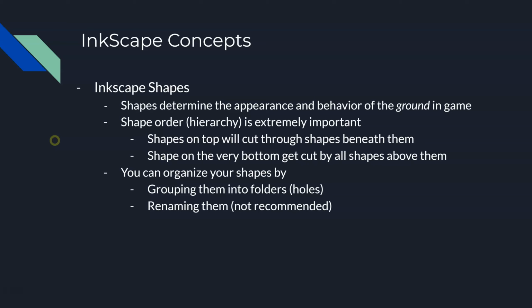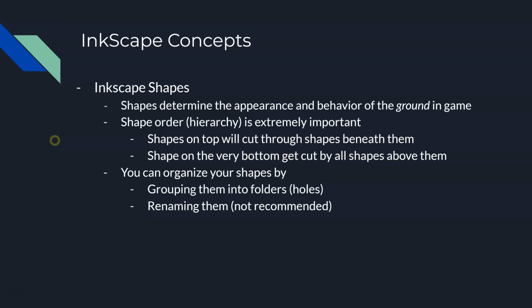Shape order, the hierarchy, is extremely important in Inkscape because shapes that are on the very top will cut through the shapes that are beneath them. Okay, so on top, you typically have things like your cart paths because they're going to cut through everything that's underneath them. If they go over top of a fairway, a rough area, deep rough, whatever, they're going to cut down through them. So cart paths are typically all the way at the top. Shapes on the very bottom get cut by all the shapes above them. Okay, I'm going to show you that in a demo here in a second.